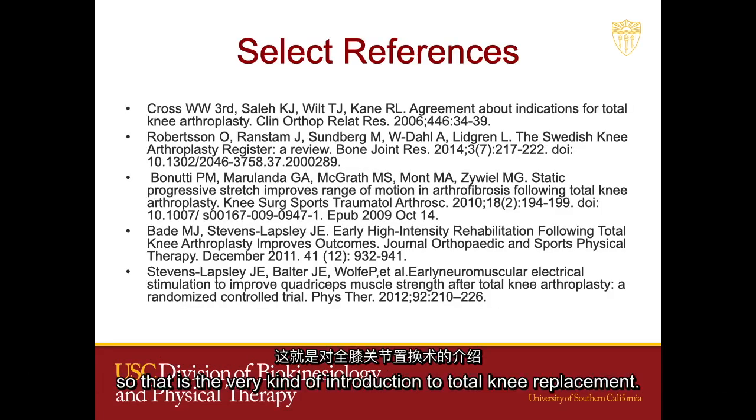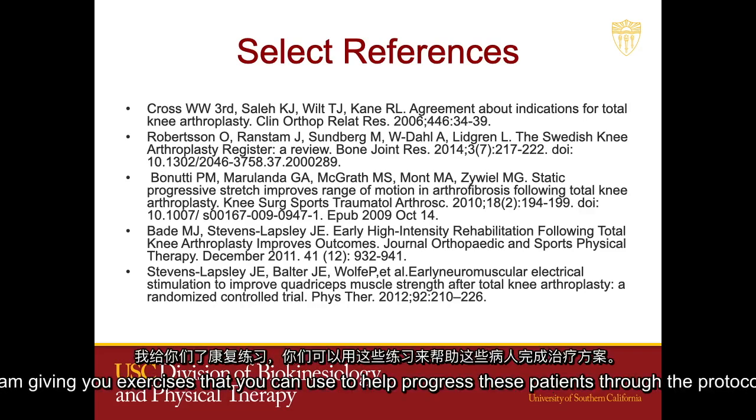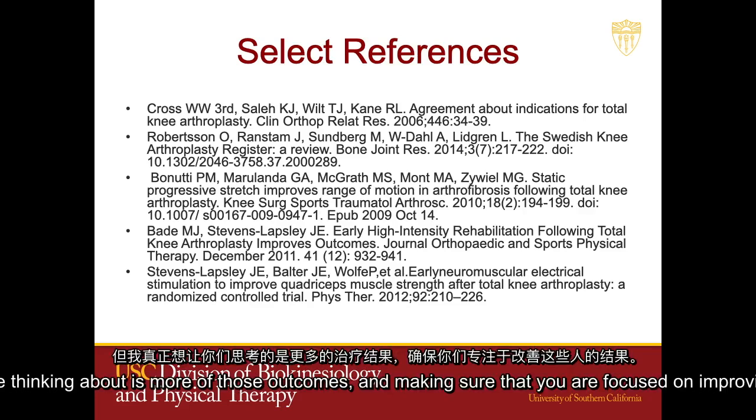Okay, so that is the very kind of introduction to total knee replacement. Again, I am giving you exercises that you can use to help progress these patients through the protocol. But what I really want you to be thinking about is more those outcomes and making sure that you're focused on improving outcomes for these people.